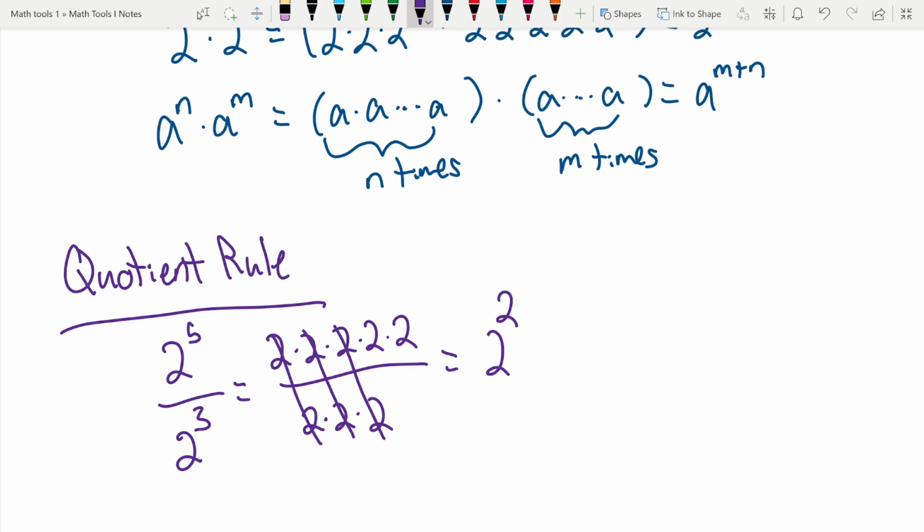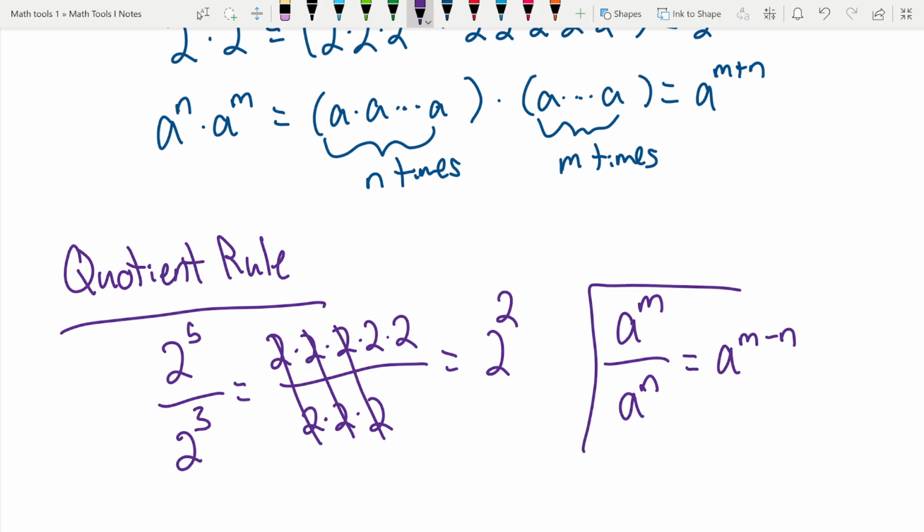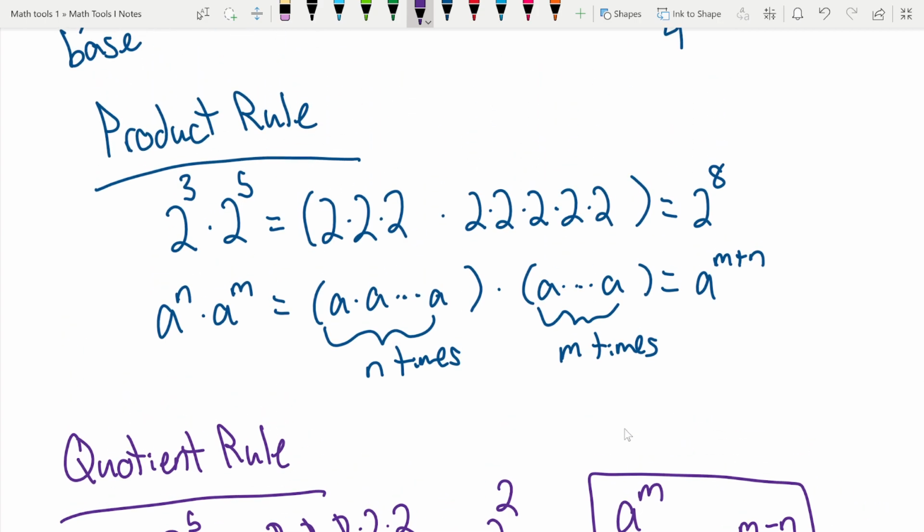So in general, if we have m copies of a on the top, like a to the m divided by a to the n, if we have m copies of a, then we can cancel out n of them. So we're going to be left with a to the m minus n. Okay, so this is the actual quotient rule here. And of course, we're going to have the restriction that a can't be 0 in this case. That's always going to be true whenever we have a denominator. Okay. So let me just highlight what the actual rule is on both of these to make them easily accessible here.